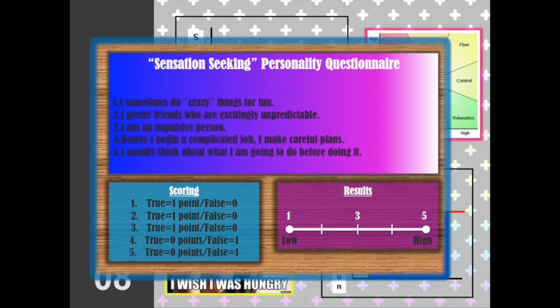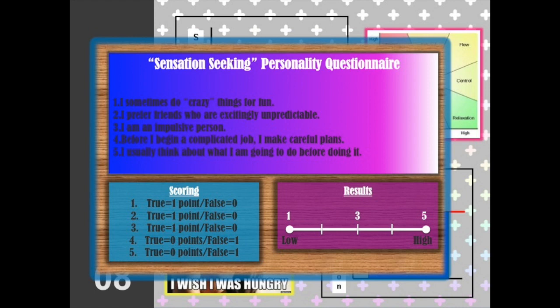So just write true or false. Number one, I sometimes do crazy things for fun. Two, I prefer friends who are excitingly unpredictable. Three, I am an impulsive person. Four, before I begin a complicated job, I make careful plans. And five, I usually think about what I am going to do before doing it.